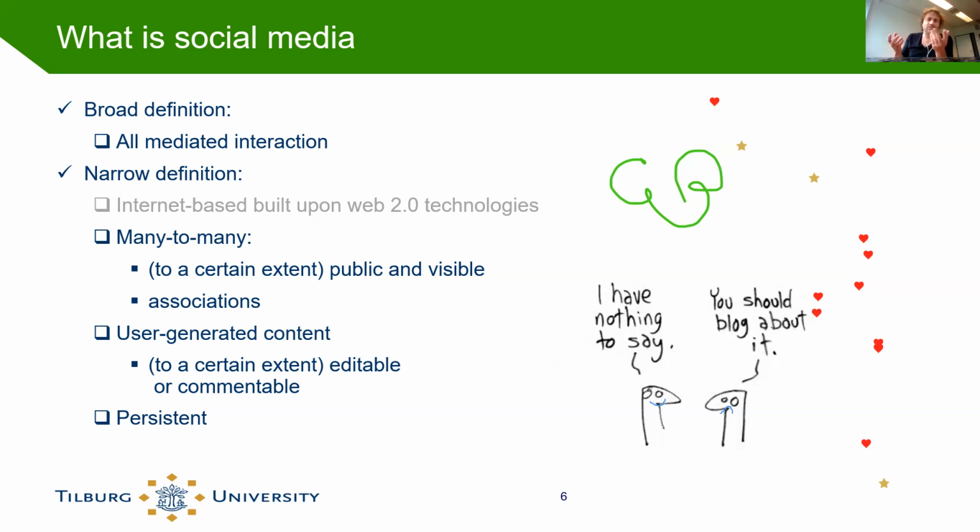But this is of course pretty broad, because this would mean that WhatsApp and all the hearts you give me on screen now is also social media. But I think this is a core characteristic. It's more of a bottom-up type of communication than a top-down type of communication.